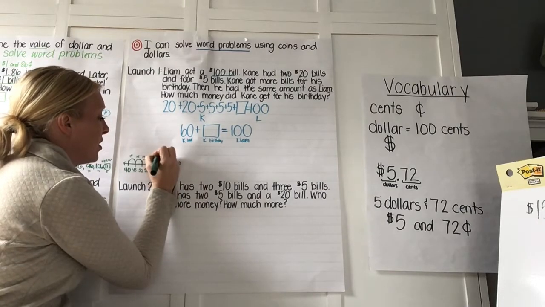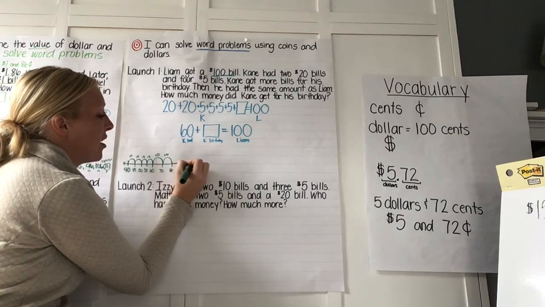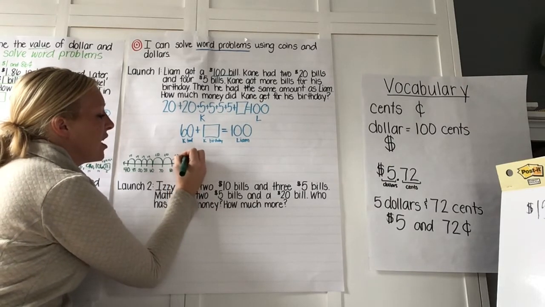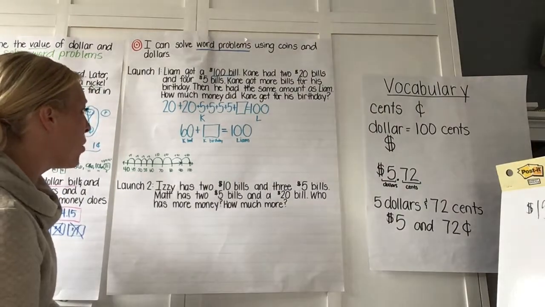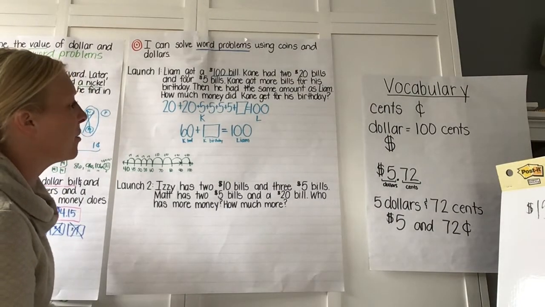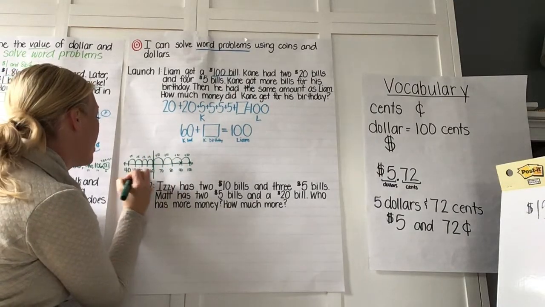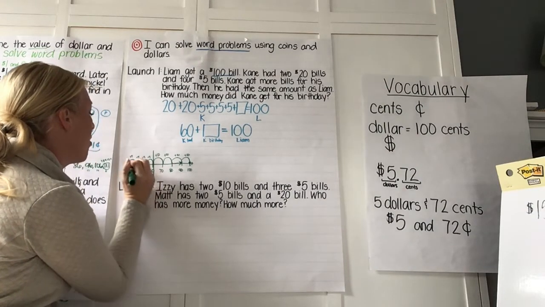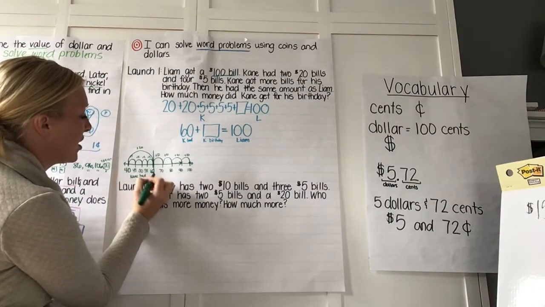Okay, well you jumped 10 to 70, 10 more to 80. Oop, I need to make my number line longer, don't I? 10 more got you to 90, and 10 more got you to 100. So where is the amount that Kane had at the beginning, before his birthday? Okay, Kane had all of this. So he had 40, and he had 20 more, which was 60.